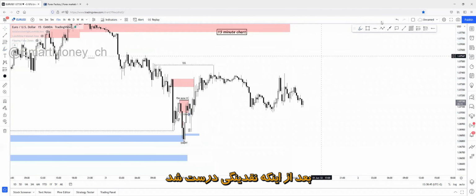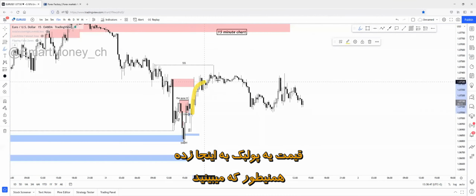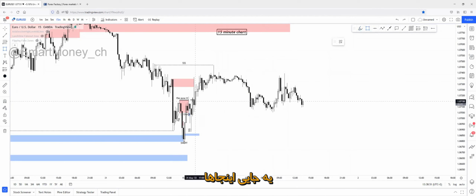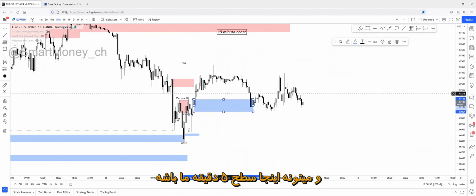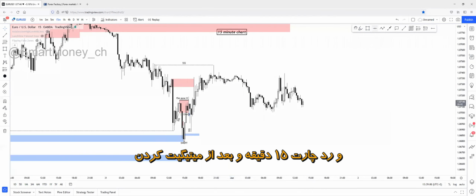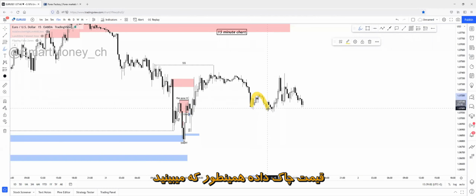So after the liquidity creation, prices created a pullback right here, as you can see, and this pullback more likely mitigated a 5-minute demand zone somewhere around here, and there should be a 5-minute demand zone. We'll find the actual 5-minute demand zone on the 5-minute chart, not on the 15-minute chart. And after mitigation of this demand zone, prices change character here, as you can see.